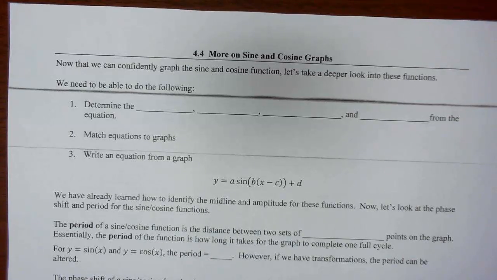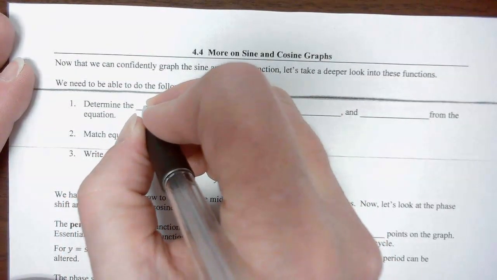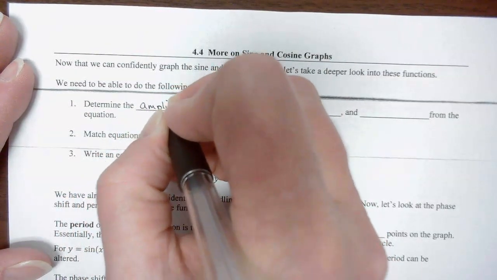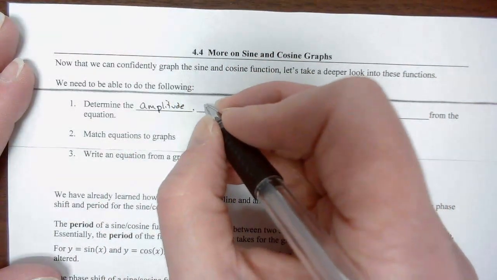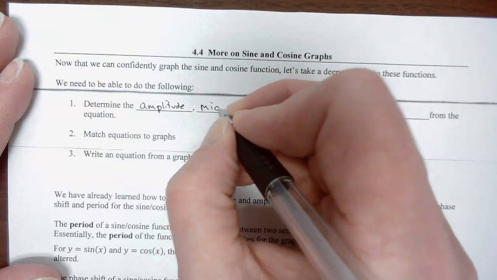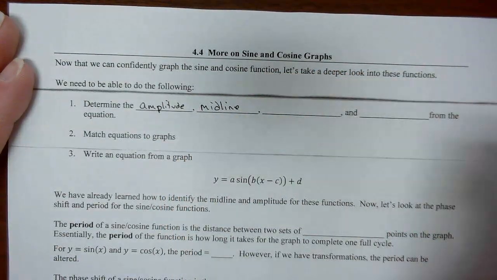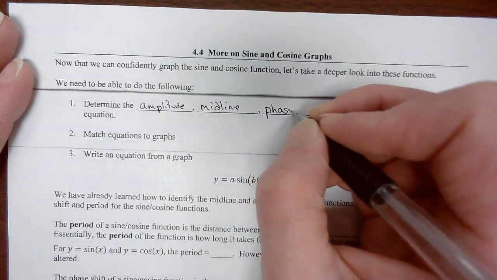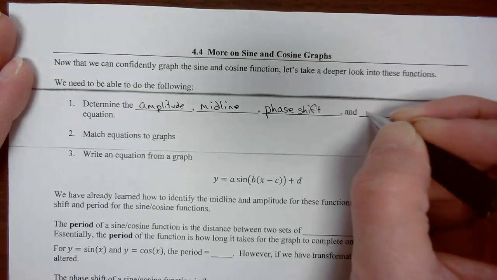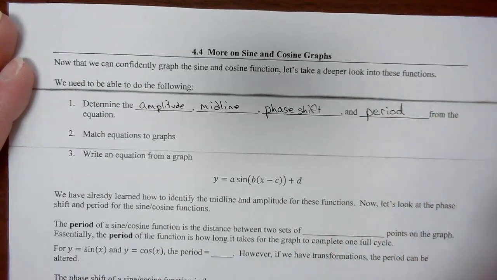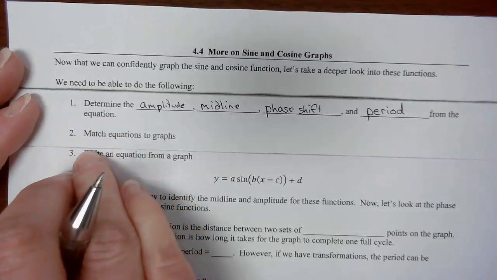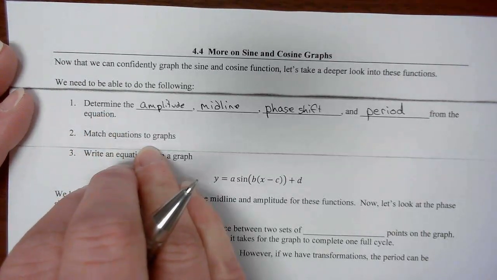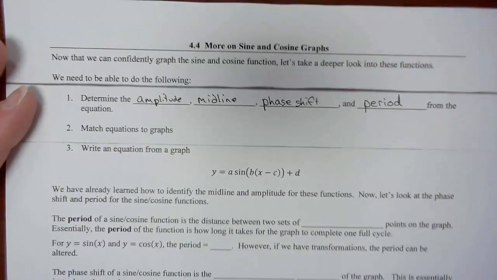Now that we've been graphing sine and cosine, we're going to take a deeper look into these. We need to be able to do the following. Determine the amplitude. We need to determine the midline. We need to determine the phase shift and the period from an equation. We also need to be able to match equations to graphs and write an equation from the graph.